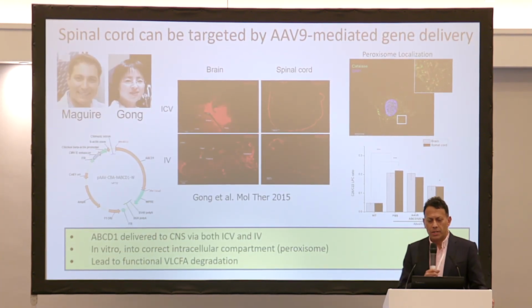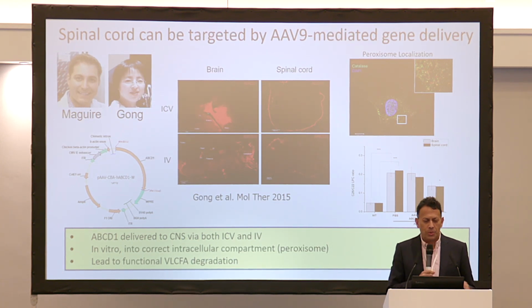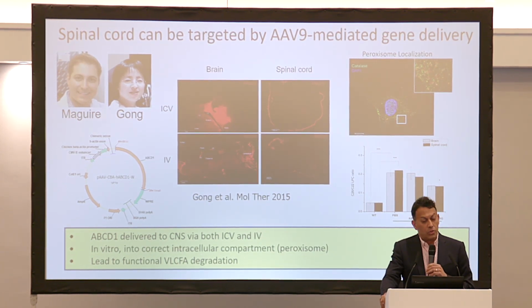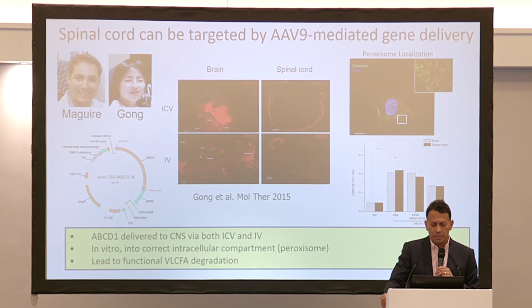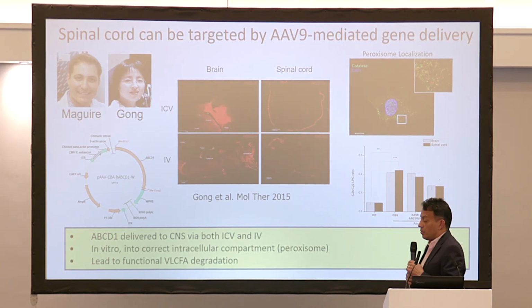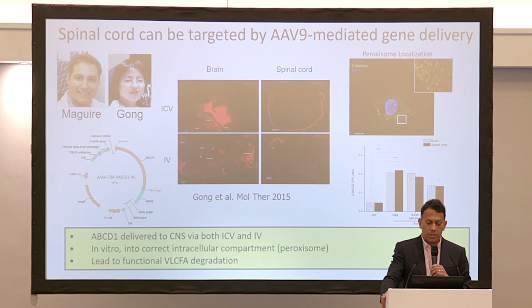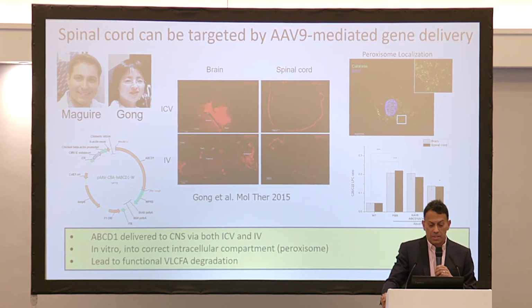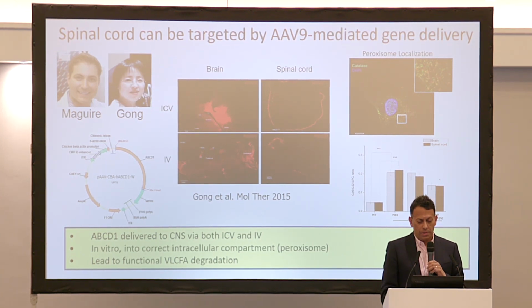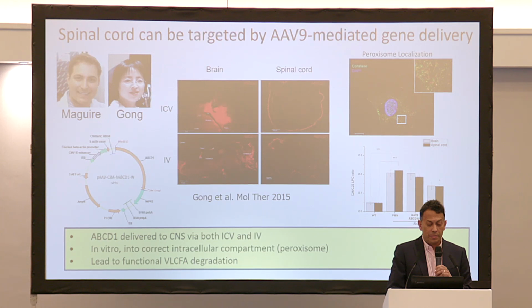So after seeing what was happening in SMA, we decided to package ABCD1 into an AAV vector, and specifically an AAV9 vector, and deliver this to the mouse model of ALD. First, we looked in mixed glial cell cultures. We saw that we could deliver into the right compartment of the cell, into the peroxisome. We could lower very long-chain fatty acids. And when we delivered this to the mice, either by delivery into the ventricles or intravenously, we could also show functional degradation of very long-chain fatty acids.